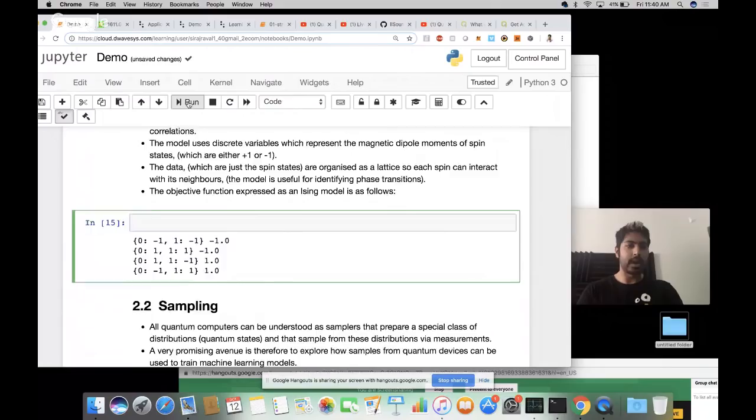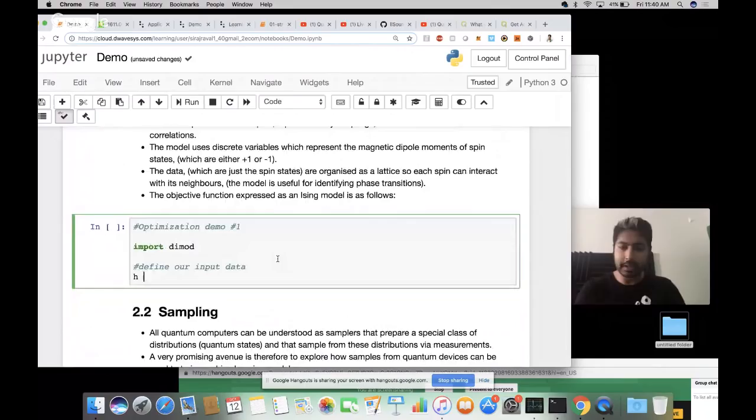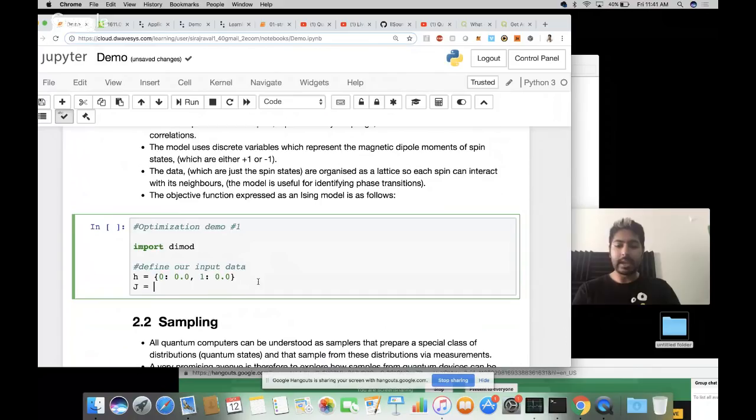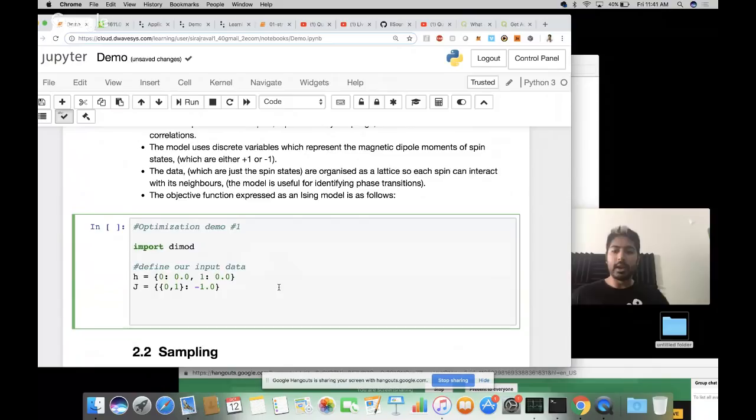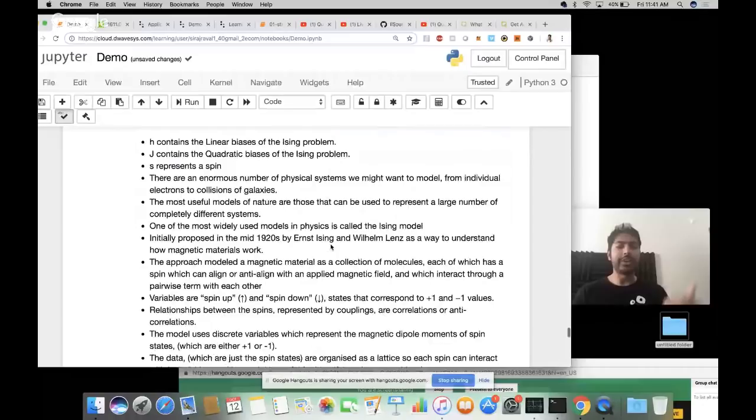Okay, so our first input data is going to be called H. H is a binary variable, and it's got a value for both zero and a value for one. What J will be is it's going to have a single value for both zero and one at the same time, and that value will be negative 1.0, so negative one. Now, H represents our linear biases, and J represents our quadratic biases.